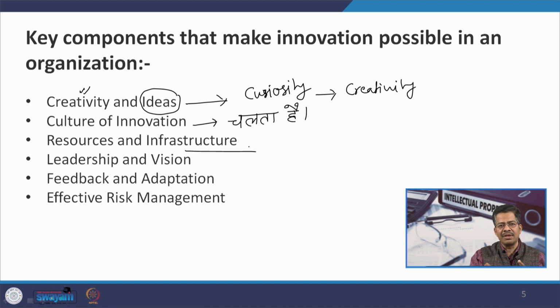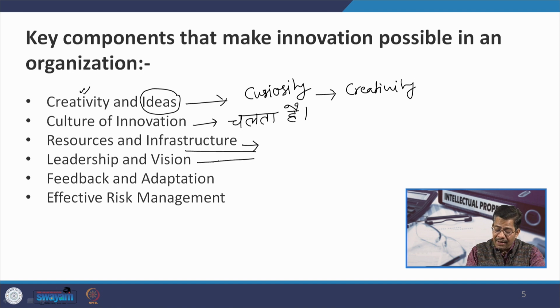Resources and infrastructure are also required. Different types of physical facilities may be needed for trying your ideas. Support is needed in terms of time, space, and money also. All of those things are also important, but I think these are slightly low-level requirements, because providing physical space and monetary support can be done by anybody.